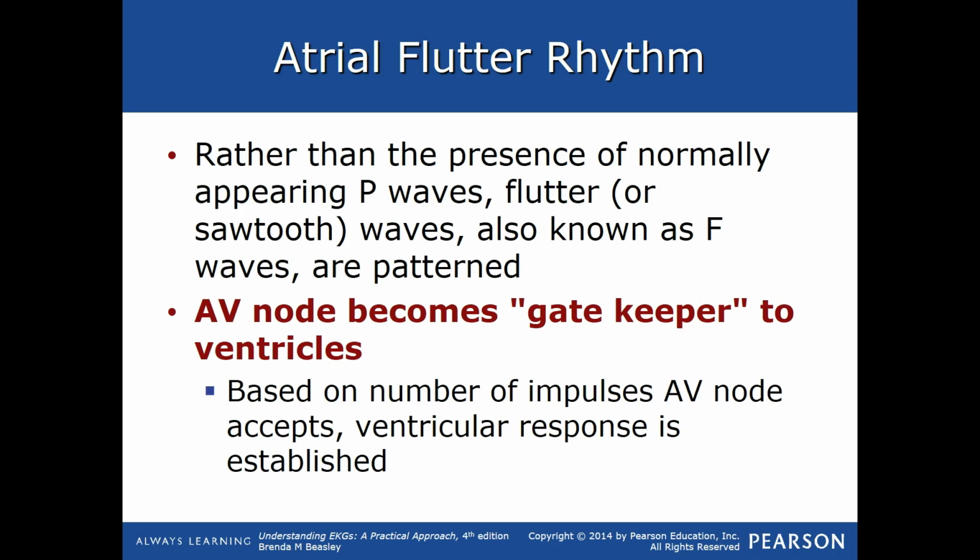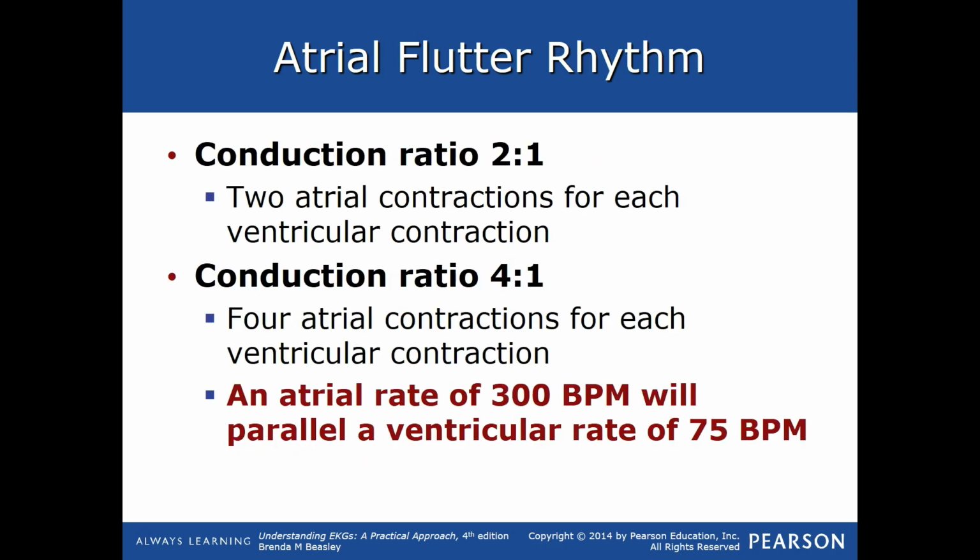The AV node becomes the gatekeeper to the ventricles. So it allows things in and out, and then based on the number of impulses the AV node accepts, the ventricular response is established. So it may accept 2, 3, or 4 different impulses before it opens up to the ventricles. So here's what I was talking about, that conduction ratio. You get 2 atrial contractions for each ventricular, or 4 atrial contractions. So you see this conduction ratio of 2-to-1 or 4-to-1.